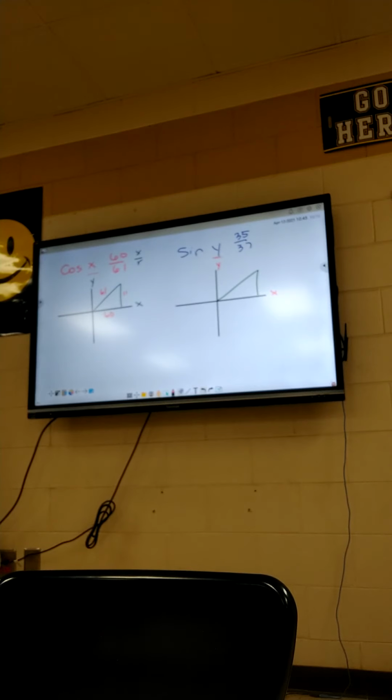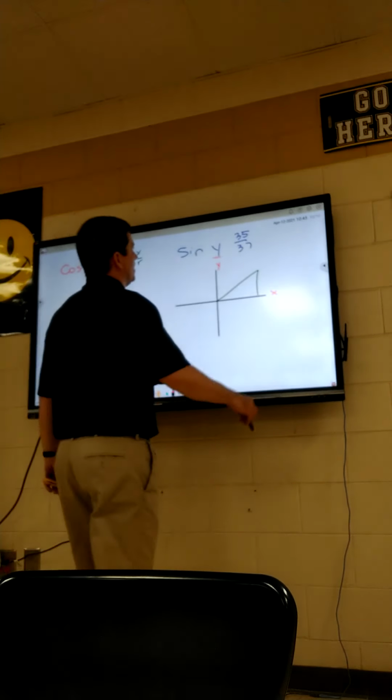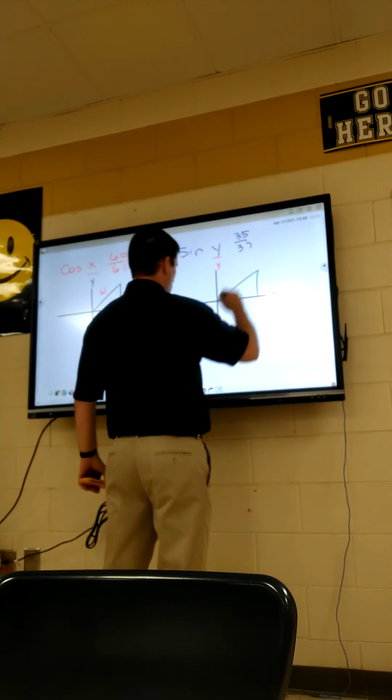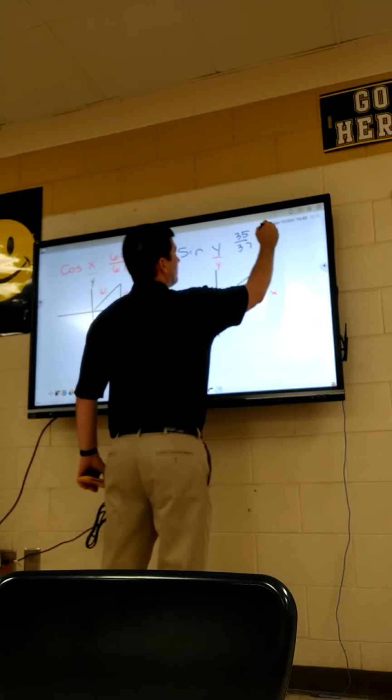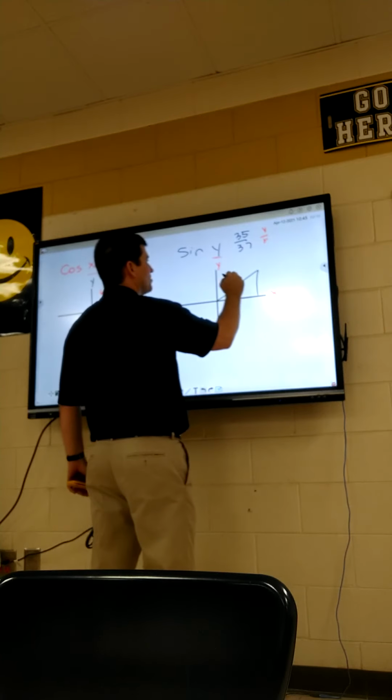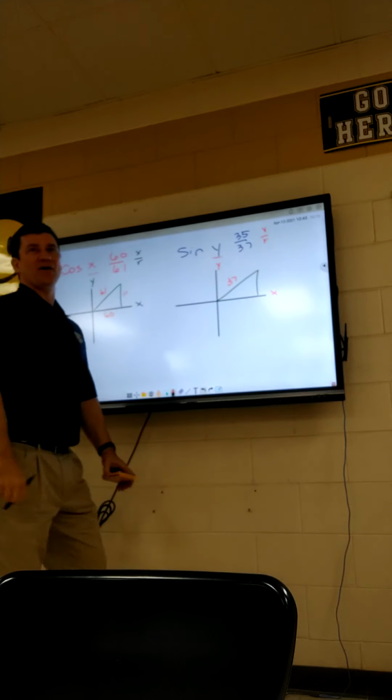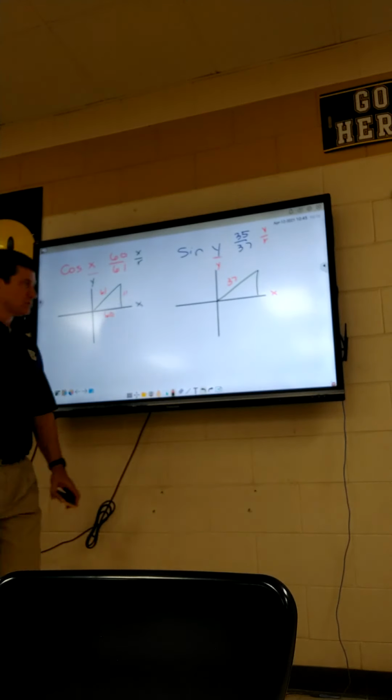What would our y be? All right, so what's the formula, Banner, for sine? It's y over r, right? So 37 goes on the hypotenuse. Where does 35 go if it goes on the y-axis? On the up and down thing.